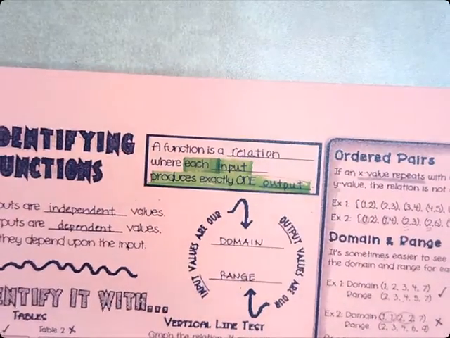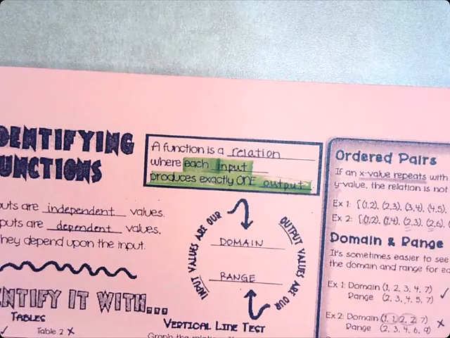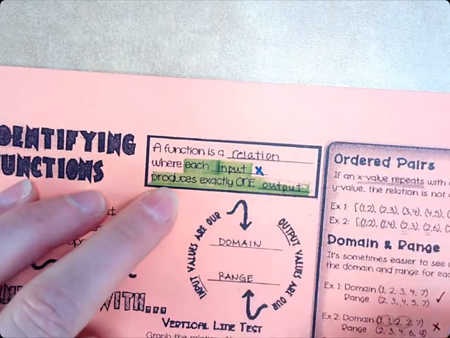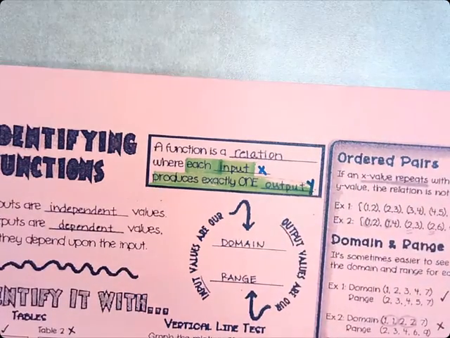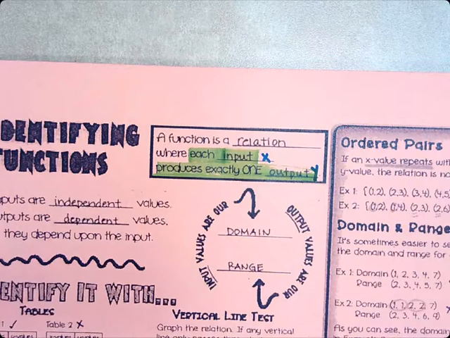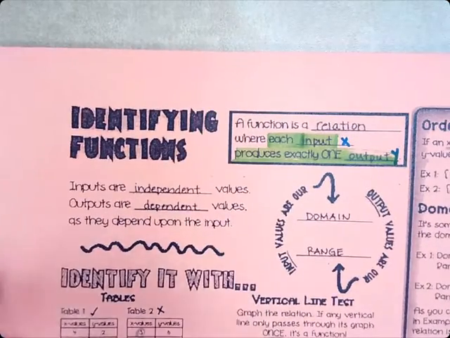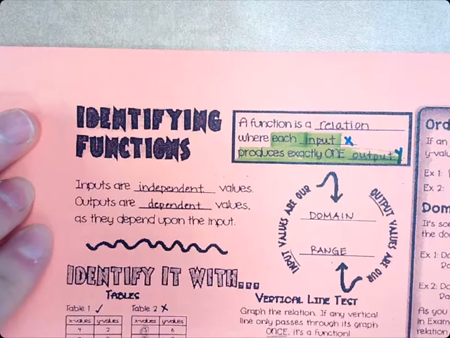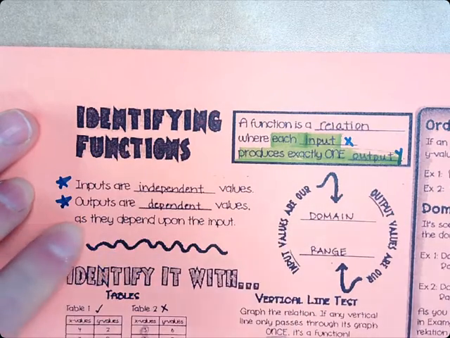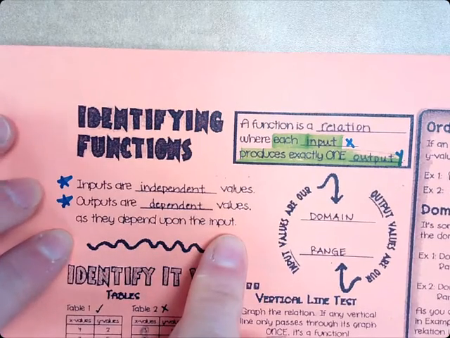Do y'all remember what the inputs are? What variable the input is? It's the x, right? So each x produces exactly one output, y. So it's a function. A function is a type of relationship. Inputs are independent. Outputs are the dependent, as they depend upon the input.